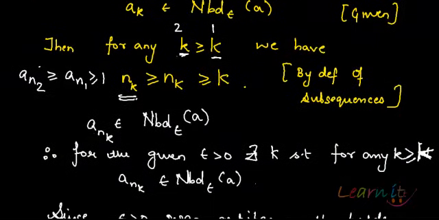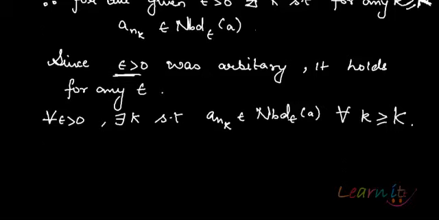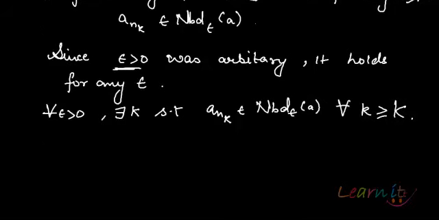So a_{n_k} will be in the neighborhood of a, because a_{n_k} is in the neighborhood of a. So for given epsilon, we have that a_{n_k} is in the neighborhood of a, and since epsilon is arbitrary, it holds true for every epsilon.